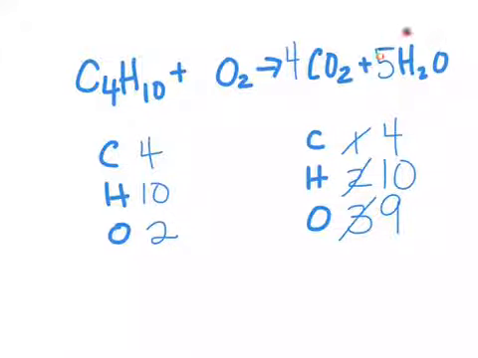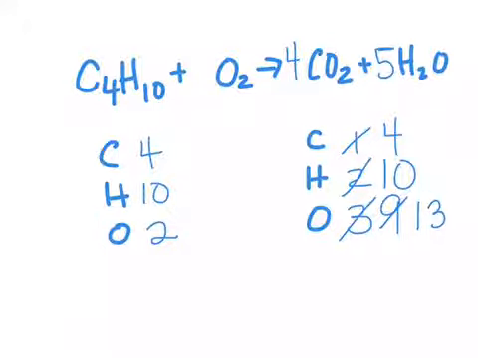So 5 times 1 is going to give me 5, plus the 8 that I have here. So 4 times 2 is 8, plus the 5 is going to give me now 13. So I now have 4 carbons, 10 hydrogens, and 13 oxygens. So now my carbons are balanced, my hydrogens are balanced.